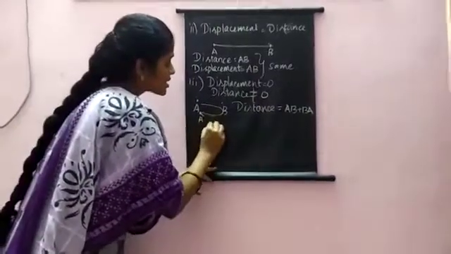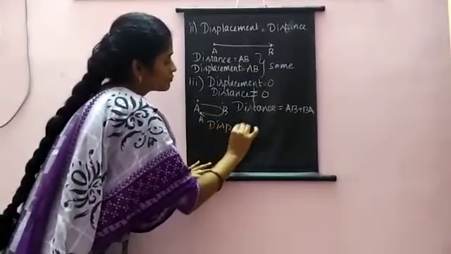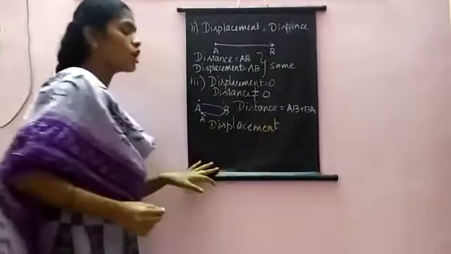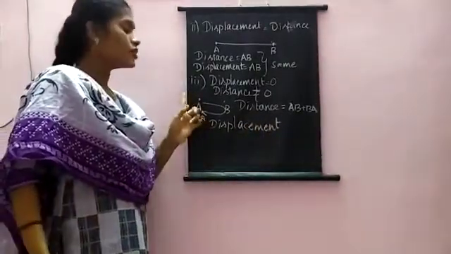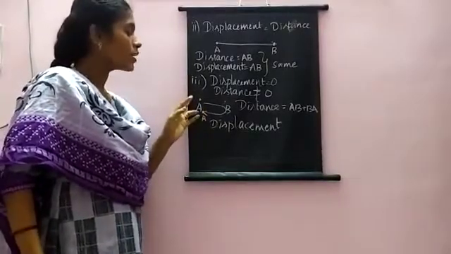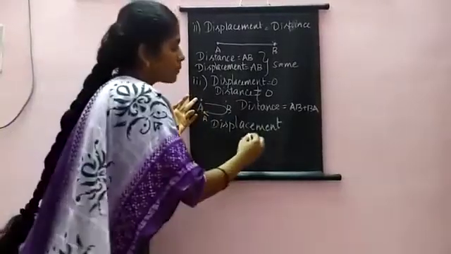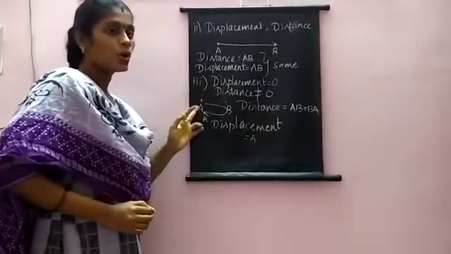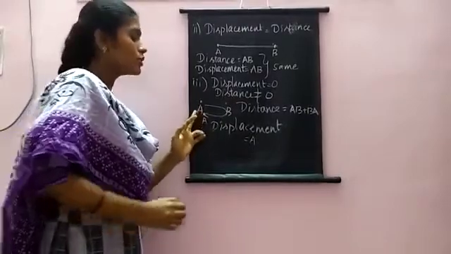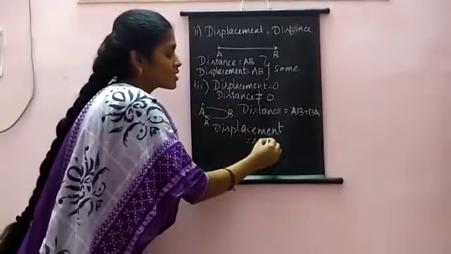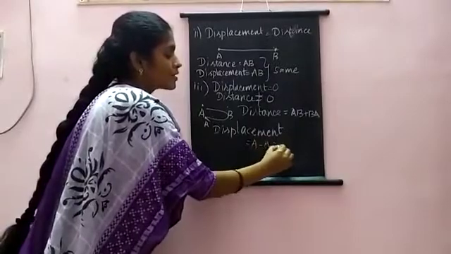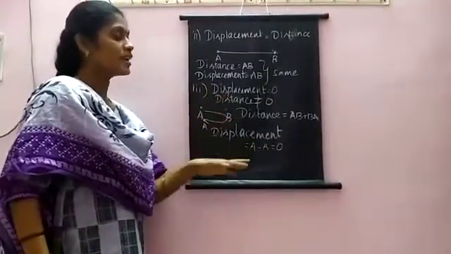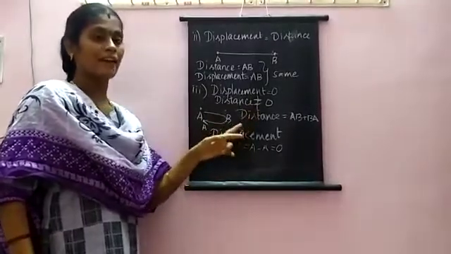Then what is displacement? The shortest distance between the initial and final point. The initial point here is A, and the final point is also A. So both points are the same, and there is no shortest distance. So what we get is 0. In this case, the displacement is equal to 0.